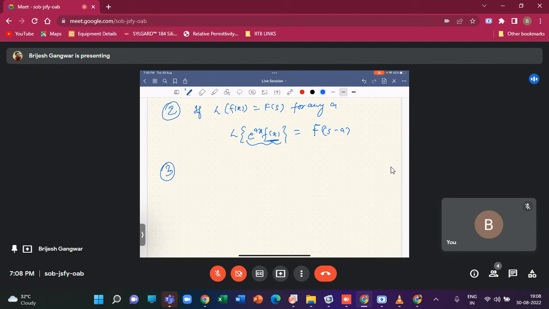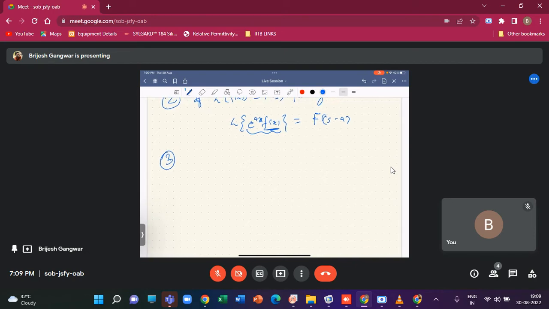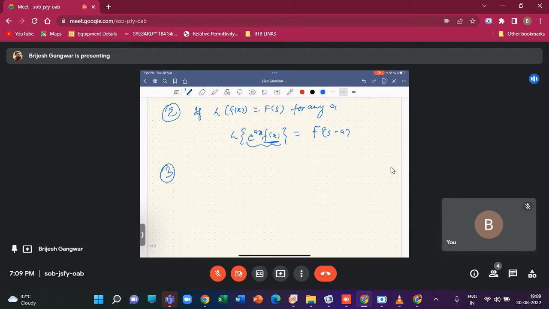And the third one is, if you have the Laplace transform of f(x) as F(s), and you want to find the Laplace of x to the power n multiplied by f(x), then how can you find it? Just put minus 1 to the power n, d to the power n by ds to the power n, the nth derivative of F(s). That will be the Laplace transform of this whole thing.